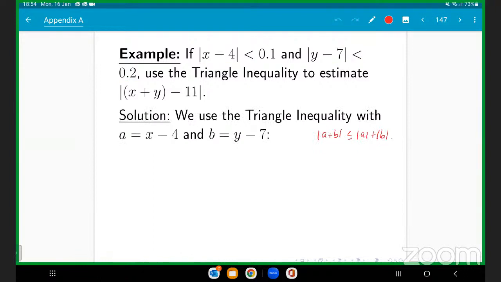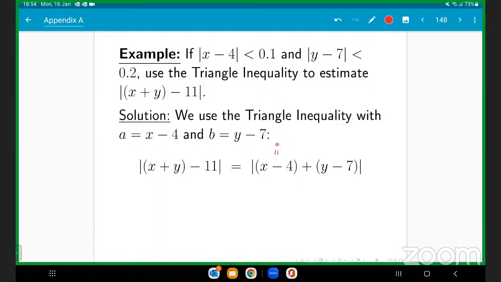So let's say A equals x minus 4 and B equals y minus 7. We'll use the triangle inequality for that. We can break up minus 11 into minus 4 and minus 7. Minus 4 minus 7 is minus 11. And here we have that this here is equal to A. This here is equal to B. This thing must then be less than or equal to absolute value of A plus absolute value of B. In other words, this thing must be less or equal to the following expression.